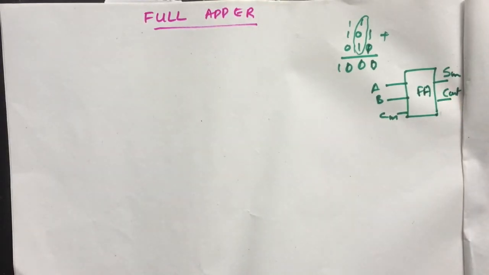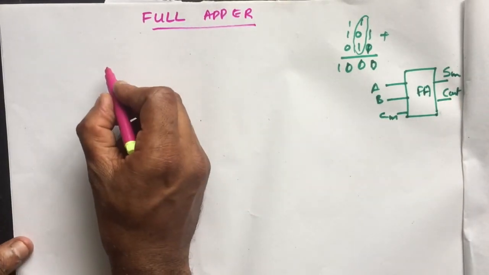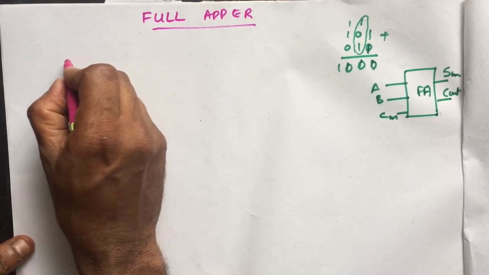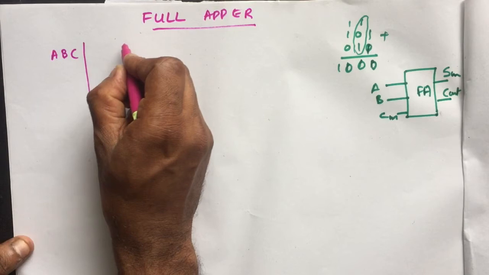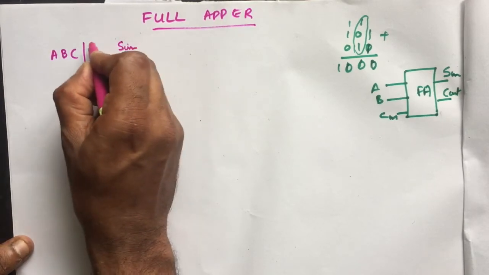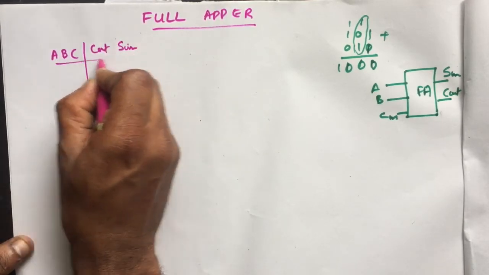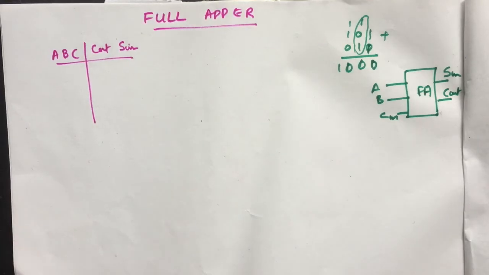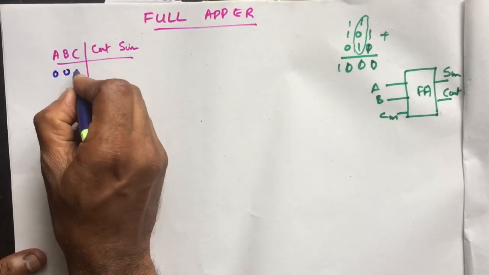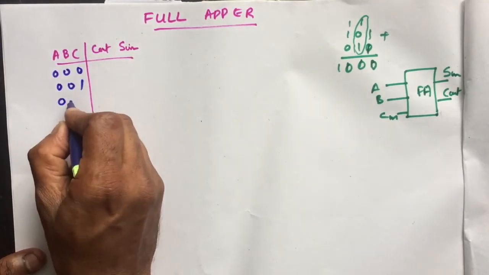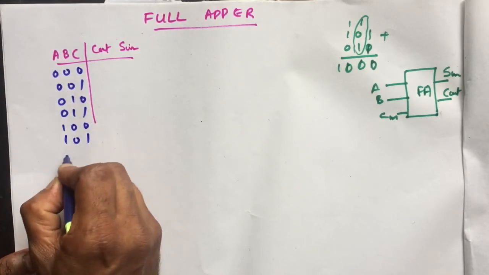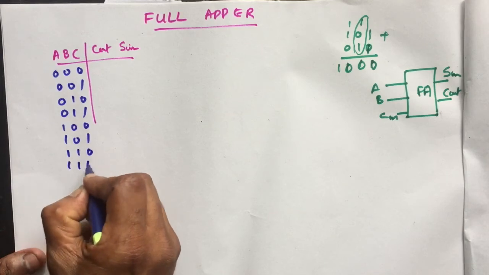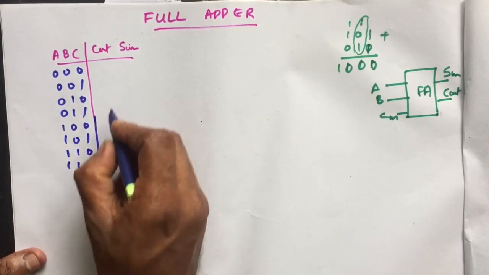Before designing it, we should go for the truth table of a full adder circuit. We have A, B, C as the inputs, and sum and carry out as the outputs. Let us see the input combinations: 000, 001, 010, 011, 100, 101, 110, 111. These are the 8 combinations. Let us see the output.